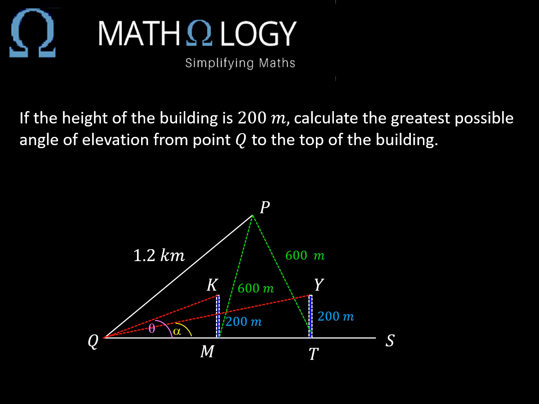From the diagram, it is clear that the closer the building is to point Q, the greater the angle of elevation from Q to the top of the building. In other words, angle theta is greater than angle alpha. Therefore, the building lies at point M.